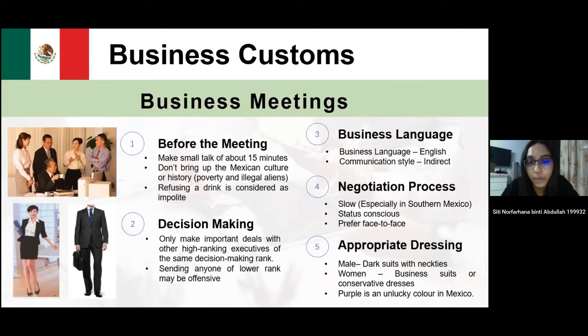As for the business language, they will be using English because everyone can speak English perfectly, and the communication style will be indirect. The negotiation process will be slow, especially in southern Mexico, and the style will be conscientious, and they prefer face to face. Dressing also plays a vital role in business meetings. Men do better if they wear dark suits with neckties. Women wear business suits or conservative dresses, and they avoid purple as it is an unlucky color in Mexico.